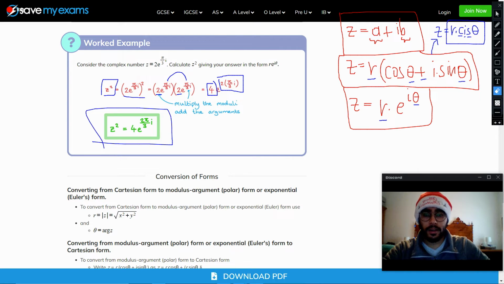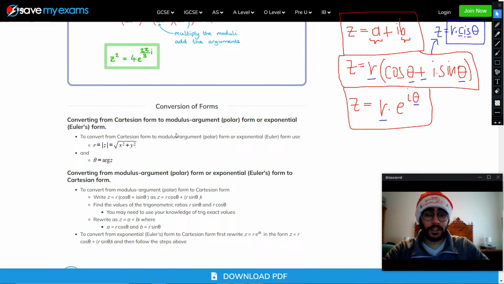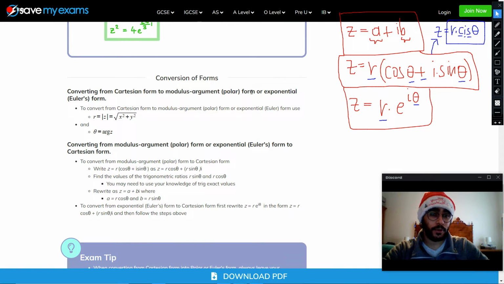Okay. Let's move on. Converting from Cartesian form to modulus argument polar form. So this is your base form, let's say. This is your Cartesian form. This is your polar form, and this is your Euler's form, right? Also, don't forget that there's a little CIS form here, which is also polar form, but it's just an abbreviated way. So how do we convert from Cartesian form to the polar form? Okay, to convert from Cartesian form to modulus argument, well, we need to find our modulus.